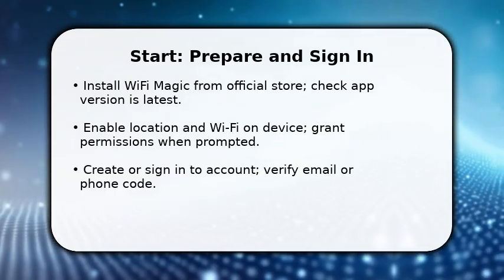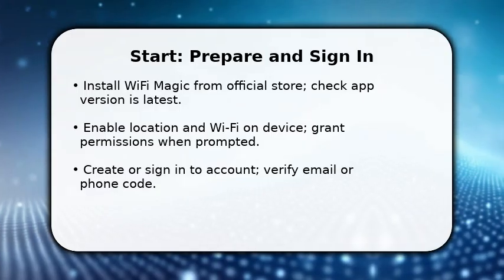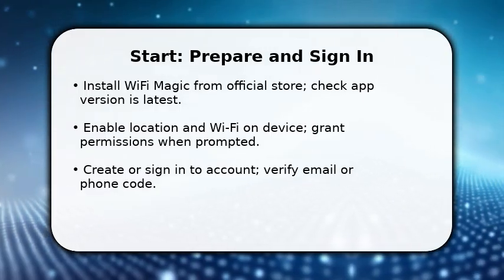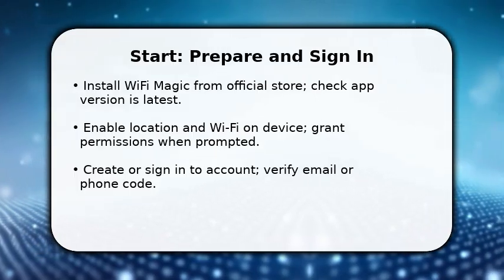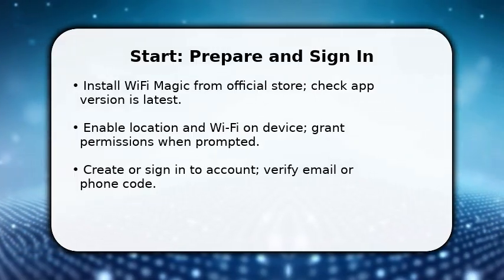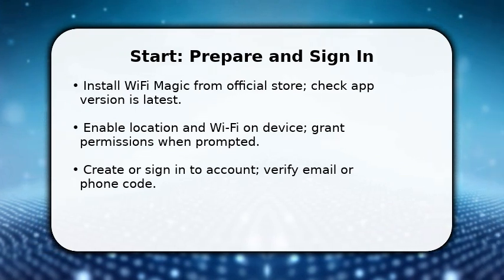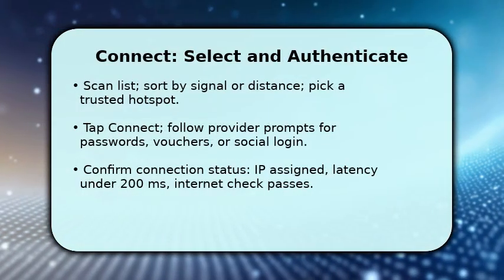Make sure the app displays signal bars and a network status icon. If a network is hidden, use the app's scan function to reveal it, then proceed to connect using the steps that follow. Now select a hotspot from the scan list, sort by signal strength or distance to prioritize stability.